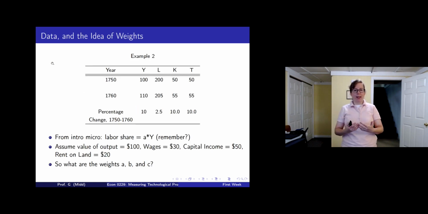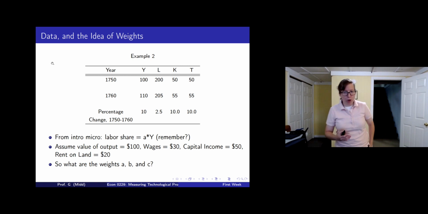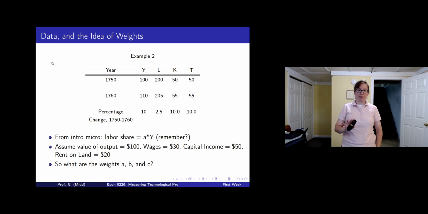To see how something like this would work, we're going to work through a numerical example. So let's proceed by trying to relate what we have in the previous slides to this data. Just to spell out the table for you, what I've got here is two years' worth of data from some arbitrary years, 1750 and 1760, from a fictional place. And I've got here output, labor, capital, and land. And what I've done below is already evaluate for you the percentage changes.